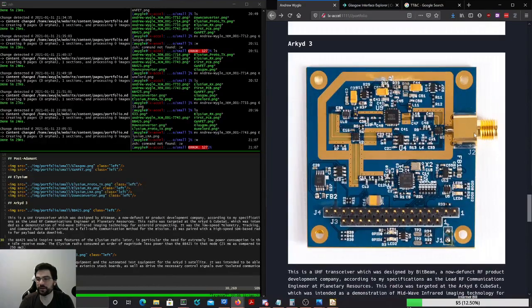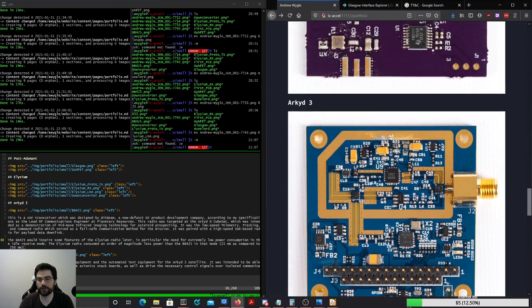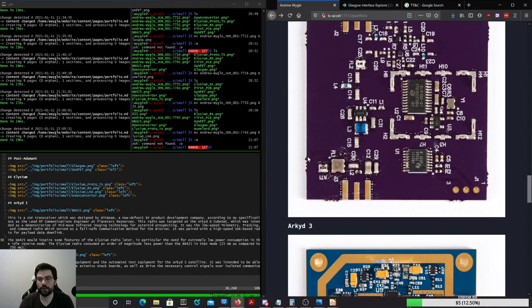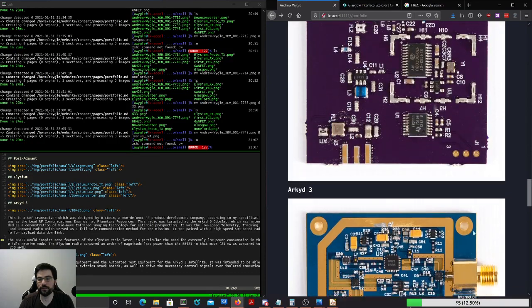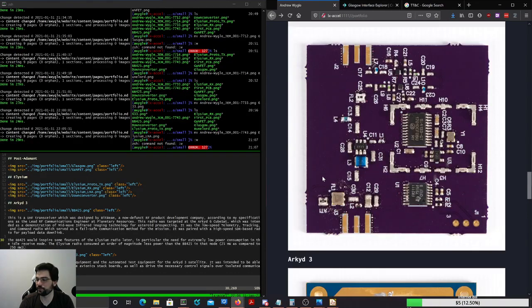I love these edge mount connectors, these drop-in edge mount connectors, by the way. They're such nice, really mechanically robust SMA connectors. You can put so much torque on this without shearing something off the board. And they're nice and flat so you can pick and place them easily.